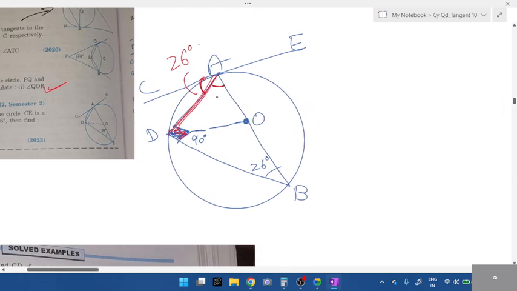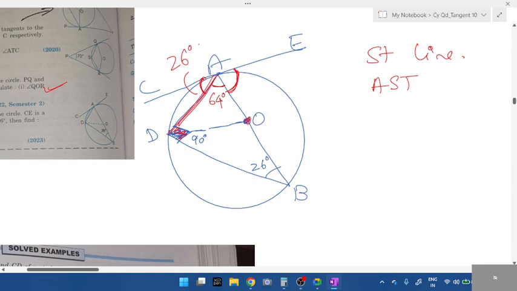64 degrees? Okay. What about this part, students? Who can answer this? There are three options. One is straight line. What's the other option? Which one? Alternate? Yes. Alternate segment theorem. There's one more option.